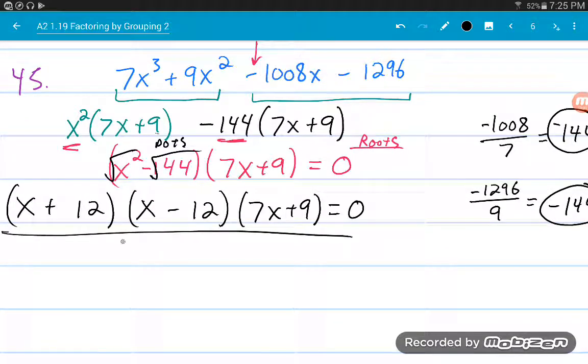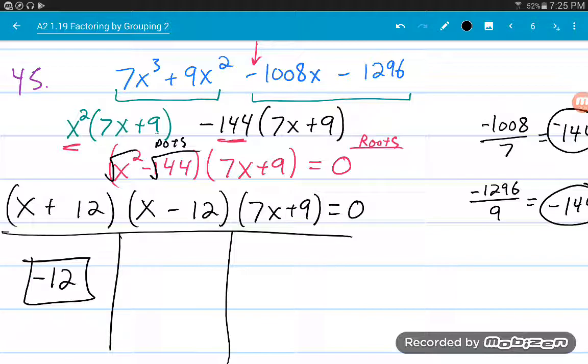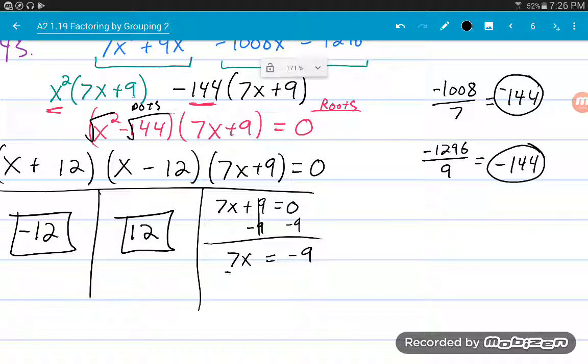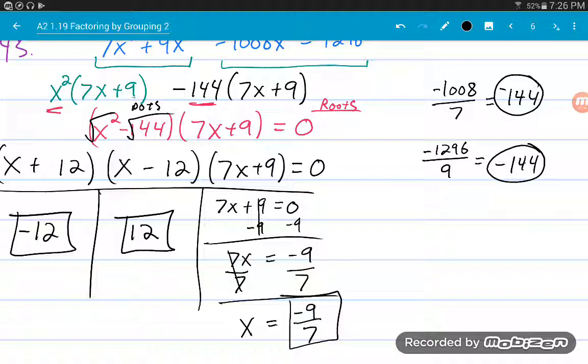And I just have to solve for x. It's a big sort of weird t-chart. This is going to be negative 12. This is going to be positive 12. And here I'm actually going to solve. 7x plus 9 equals 0. Minus 9 on both sides. 7x is equal to negative 9. Divide by 7. And I'm going to get that x is equal to negative 9 over 7.